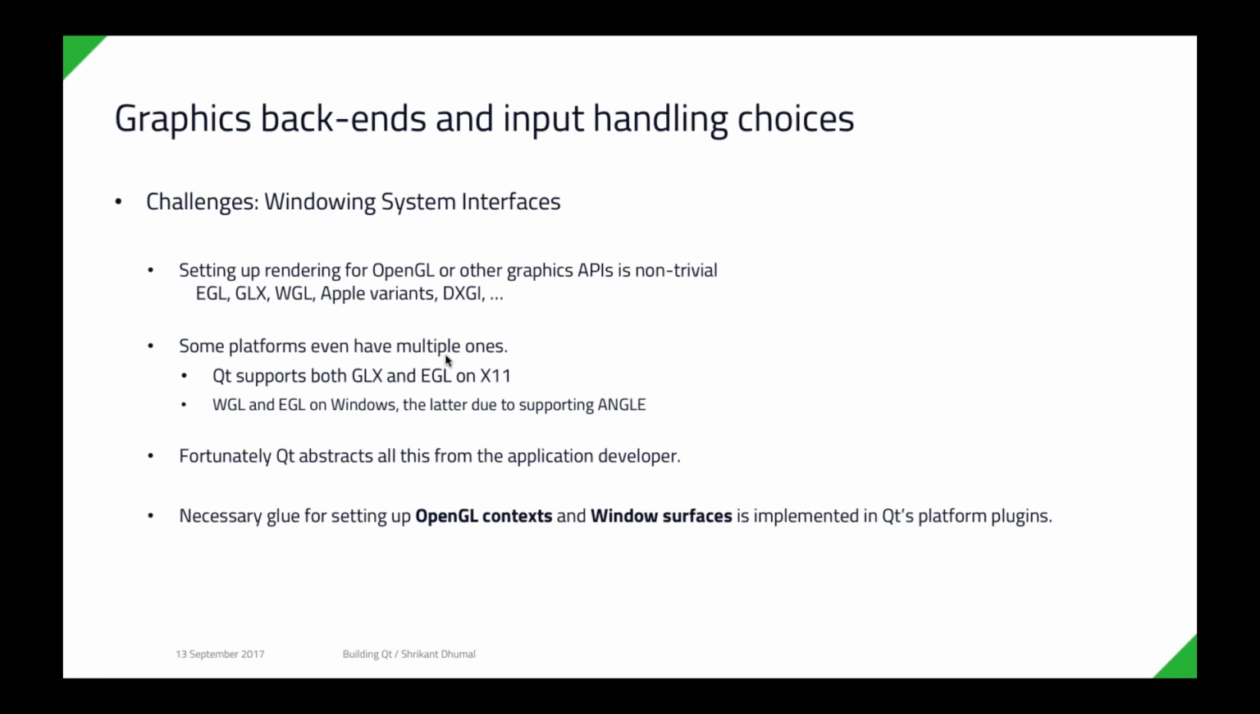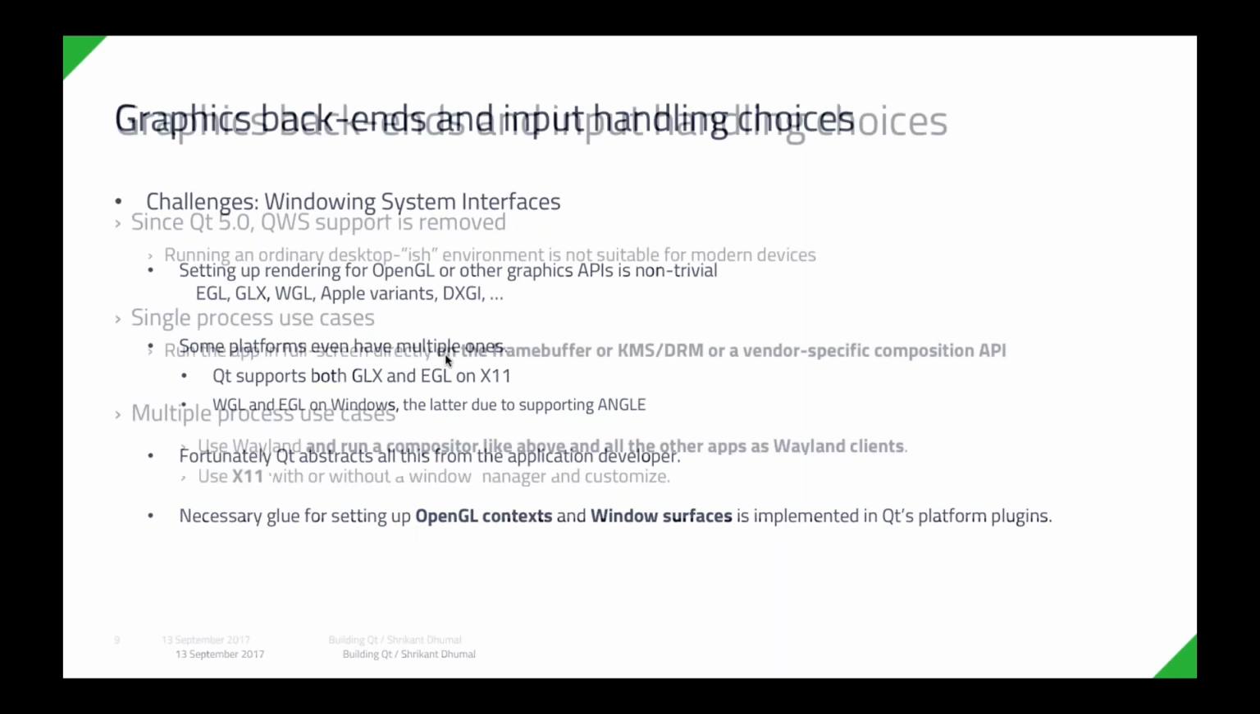And on different platforms, you would find different APIs to do the window handling for you. I have listed some of them out there. And in some cases, in some platforms, you have multiple options. Like on X11, you would have GLX and EGL both. Thankfully, Qt takes care of all this headache for you, and it has provided different platform plugins that would help you set up the OpenGL context and create the window surfaces. So Qt has abstracted this for you, so you don't have to worry too much.